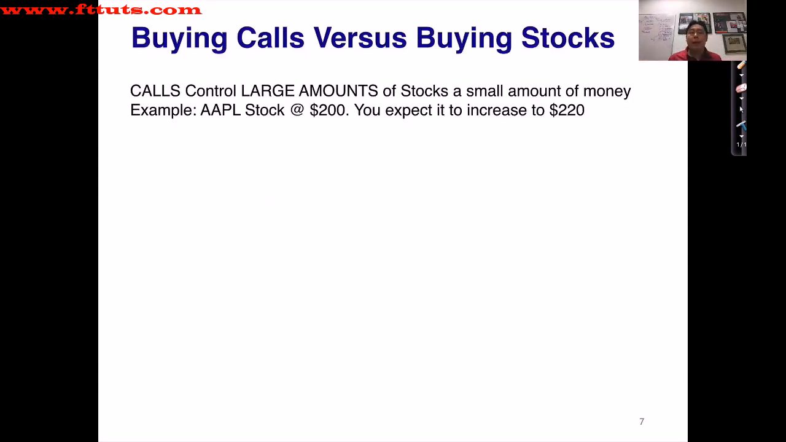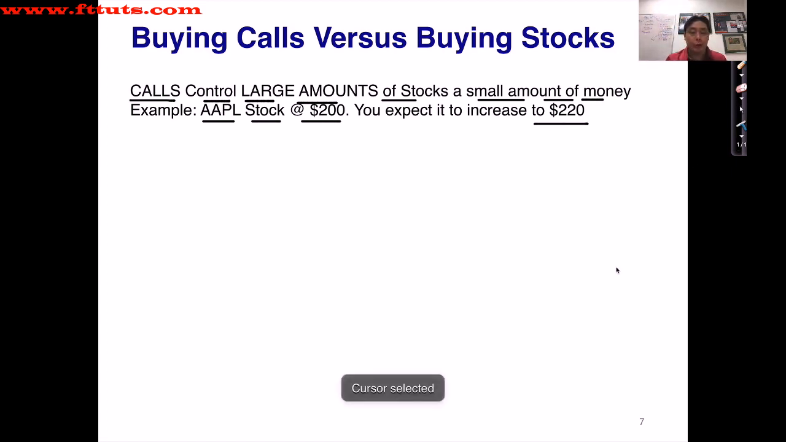So how do we compare buying call options versus buying the stock itself? Let's take a look. Right. So call options allow you as a call buyer to control large amounts of stock with a small amount of money, which is the premium, right? So again, example, Apple stock is selling at $200 right now. You expect it to increase to $220. You are bullish on the stock.